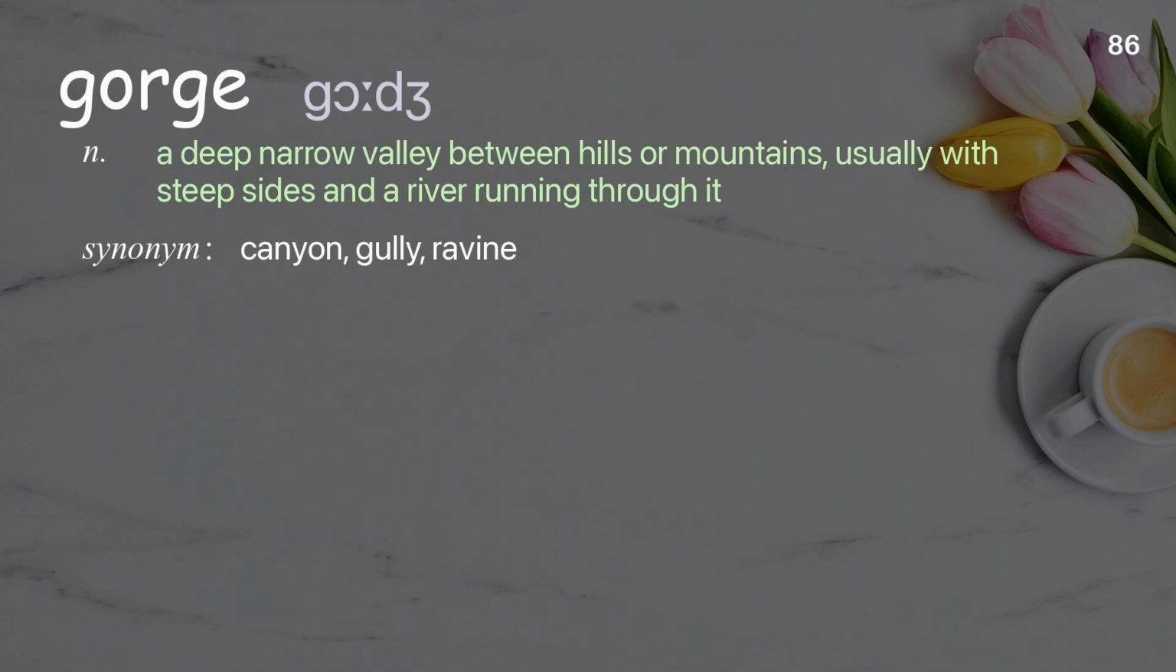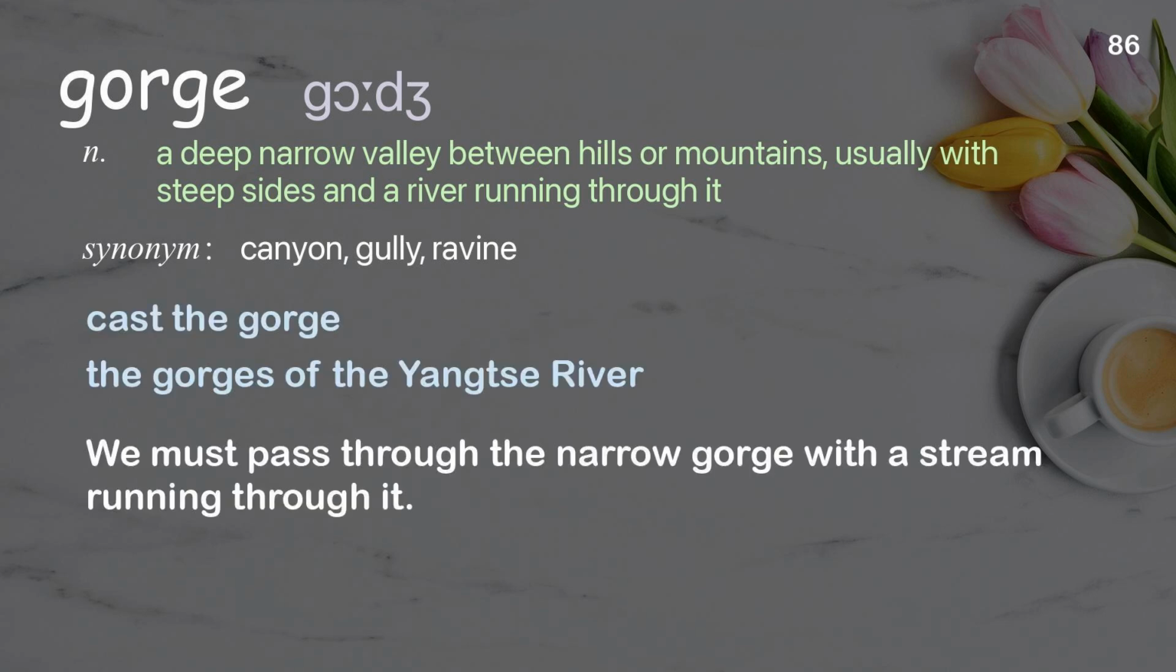Gorge. A deep, narrow valley between hills or mountains, usually with steep sides and a river running through it. Examples: cross the gorge, the gorges of the Yangtze River. We must pass through the narrow gorge with a stream running through it.